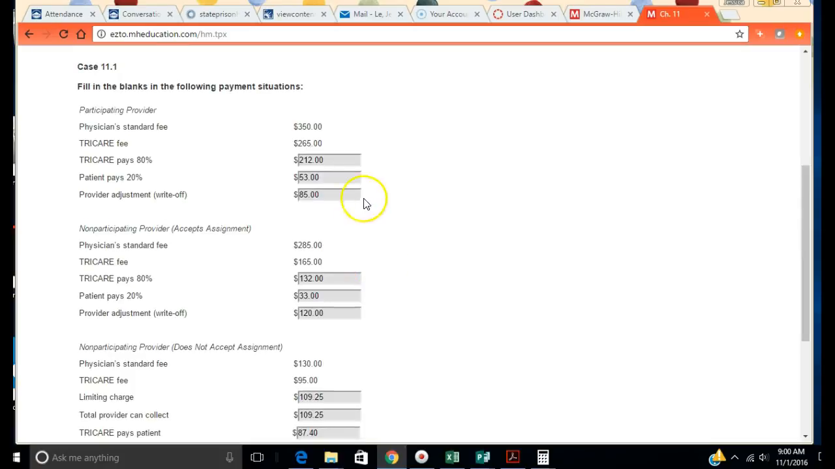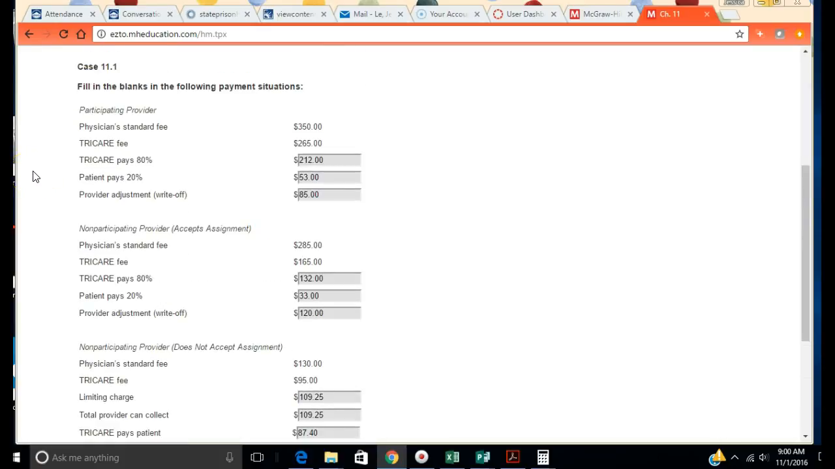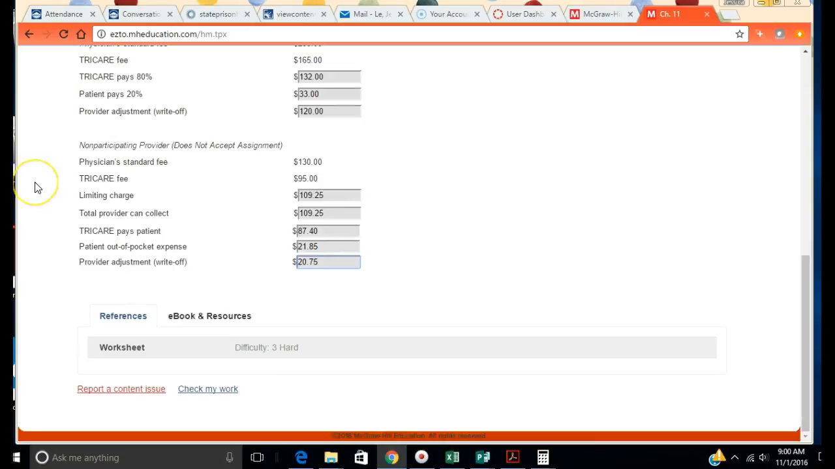So we'll check all these in just a second, but the same holds true for participating and non-participating providers who accept assignment. So both of these have payments that will be mailed directly to a provider, and the patient up front will only pay their 20%. With non-participating providers, the patient pays that whole 109.25 up front, and then TRICARE will reimburse them 87.40 of that 109.25. So you kind of see how it's a little bit better to utilize a participating provider.